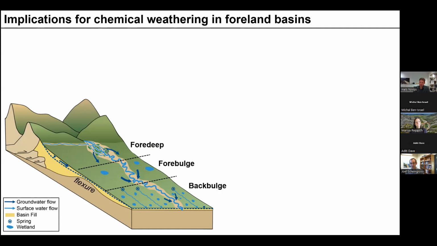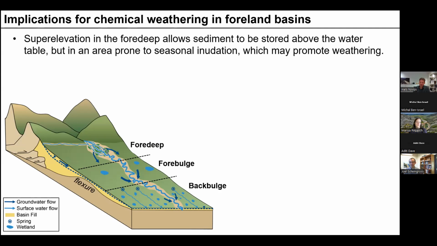And this whole idea that we're putting forward here has some implications for thinking about chemical weathering in foreland basins. So I'll first make the point that super elevation in the foredeep is allowing sediment to be stored above the water table, but in areas that are prone to seasonal inundation. So this may promote weathering. But if you think the foredeep is this zone of really intense chemical weathering, and one wants to measure that, one of the most common things that is done in geochemistry is to say, okay, this area is weathering a lot. Why don't I just grab a water sample at the downstream edge of the foredeep and the upstream end of the foredeep?